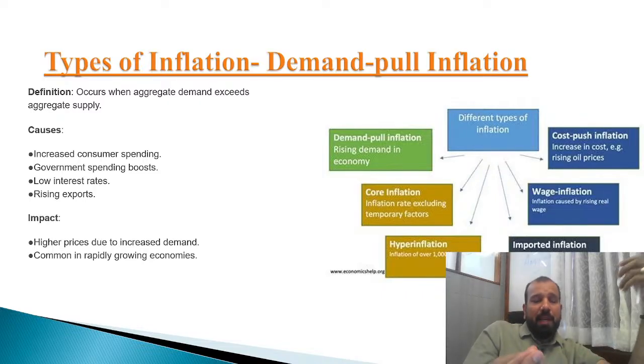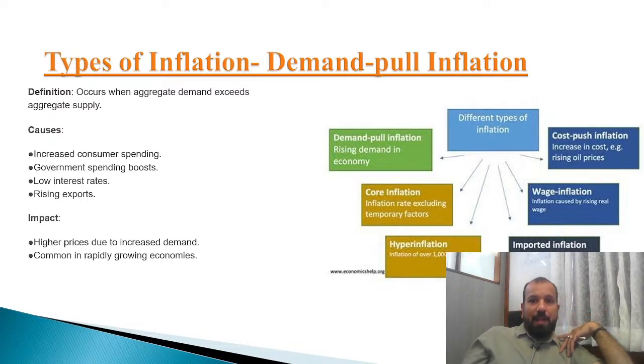Now we have a demand of 100, but a supply of only 50 products. So sometimes rising exports, lowering the interest rate, government spending, or increased consumer spending is called demand pull inflation. What is the impact? Higher prices due to the increased demand, commonly in rapidly growing economies. In economies like India, demand inflation sometimes happens for seasonal products during Holi, Diwali, Bakri Eid, or any festival season. What happens? Demand is more than the supply, so that is called demand inflation.